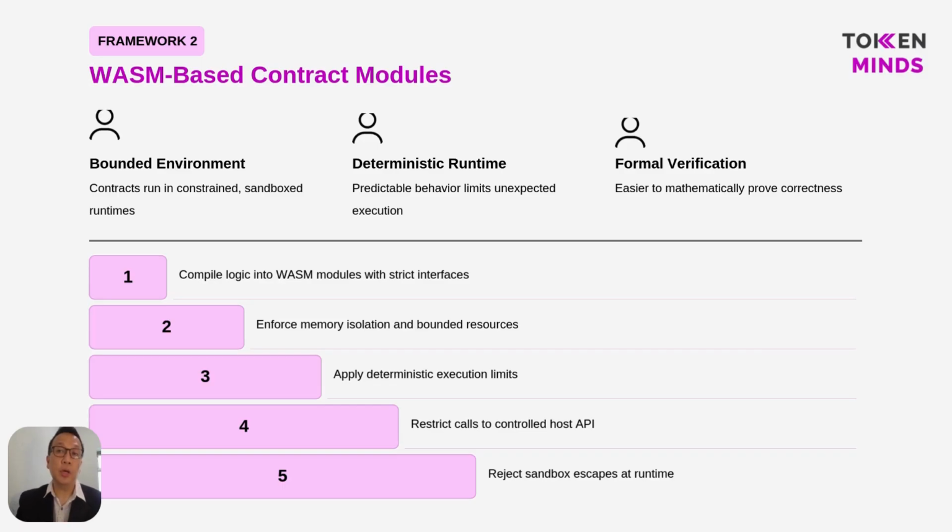If you choose WASM, WASM environments introduce bounded and verifiable execution. The first step is running contracts inside a sandbox runtime with strict memory and CPU limits. The second step is restricting system calls to a small set of approved host APIs. The third step is applying formal verification, where critical logic is mathematically proven before deployment. And the fourth step is runtime enforcement, where any attempt to exceed the resource or permission limit is rejected automatically. So these steps ensure that execution remains deterministic and immune to common smart contract exploit patterns.